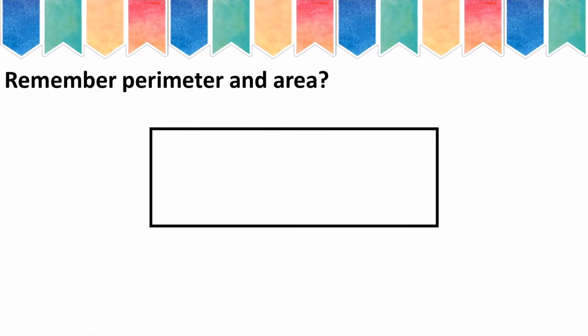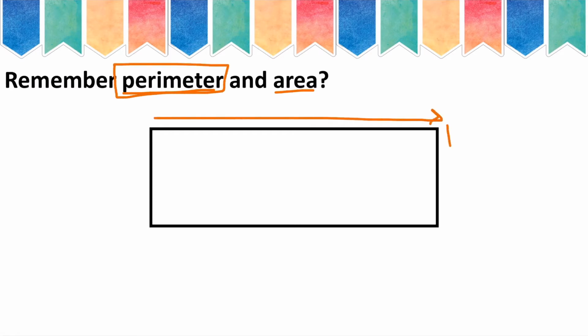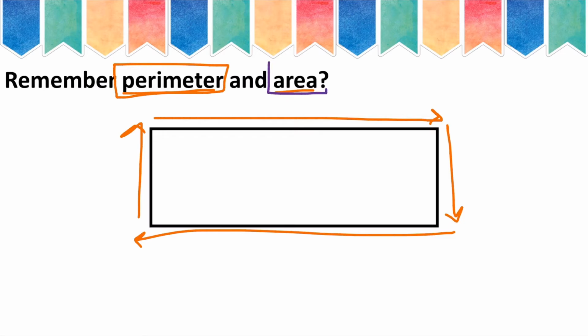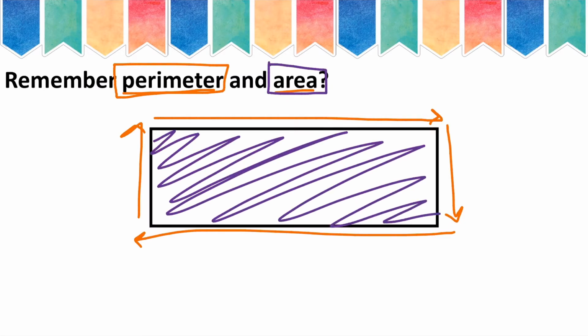I want you to think back for a moment about perimeter and area. So remember, perimeter is if I have a shape and I want to go all the way around the outside. That would be perimeter. Area would be all of this space on the inside. Now, the reason I bring this up is because volume relates to these two concepts.